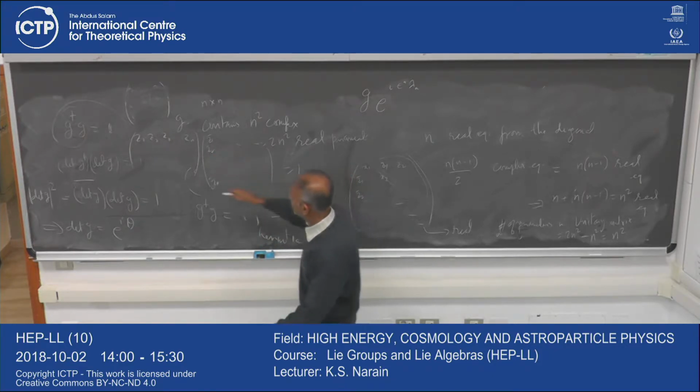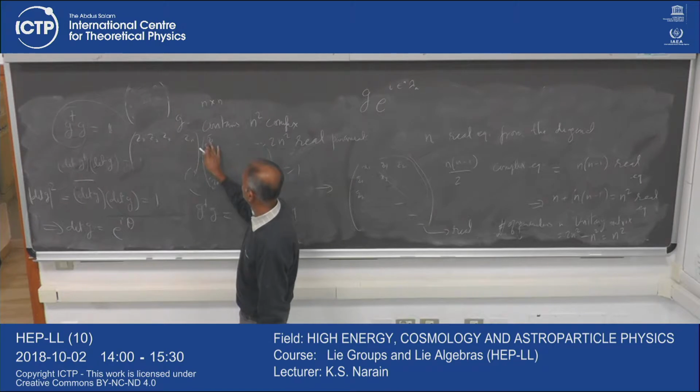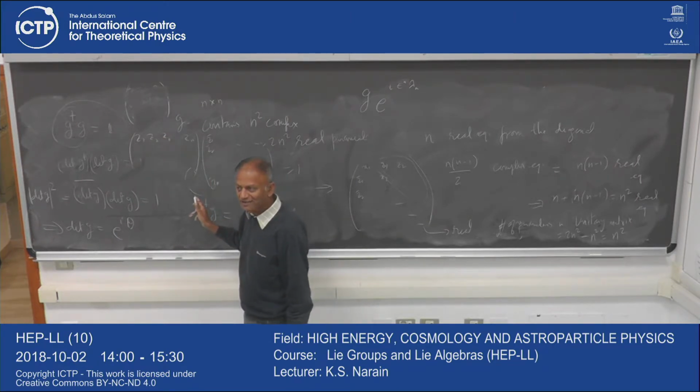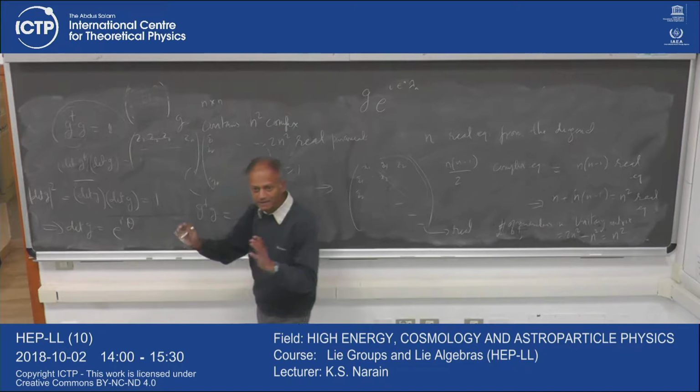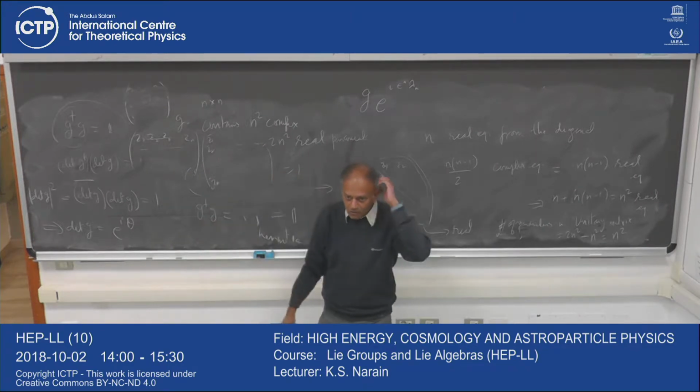But that already tells me that |Z1|² plus |Z2|² plus and so on is all equal to 1. So every vector, this vector, the next vector, all of them have to be bounded. So it will be a compact space.